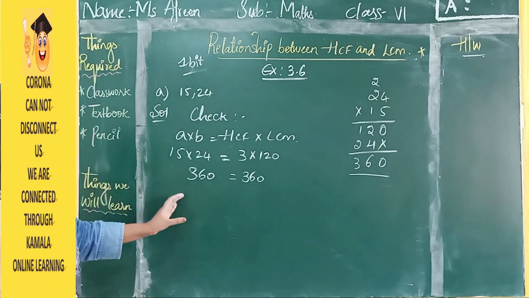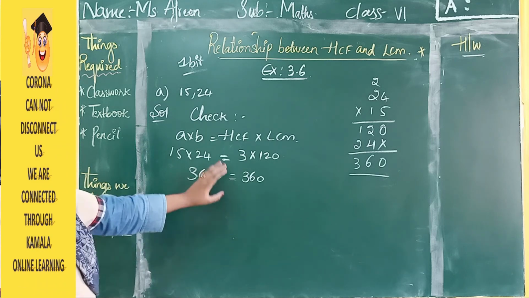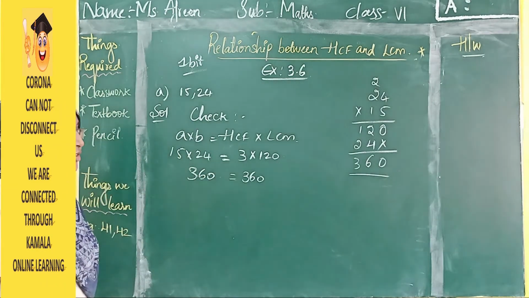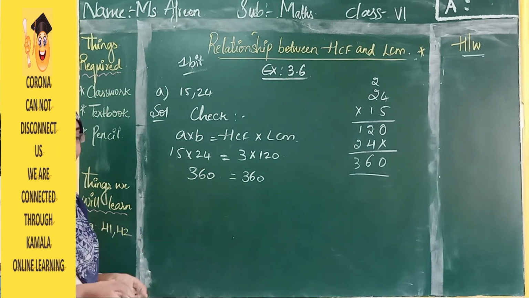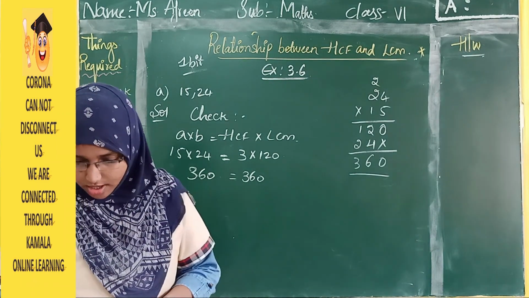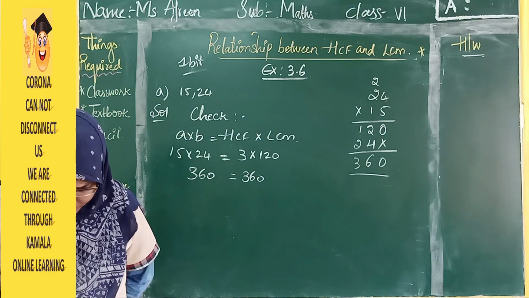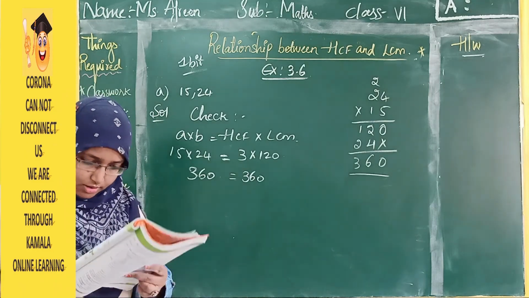Okay. Now what do you do? First you find the HCF and LCM, and then you check using the formula, that is A into B is equal to HCF into LCM. If both answers match, then your HCF and LCM are right. The same way you can try the second one. Okay, let's go with the second question.